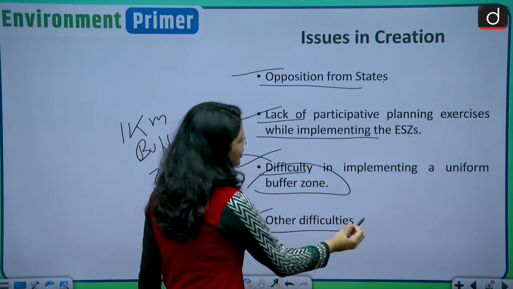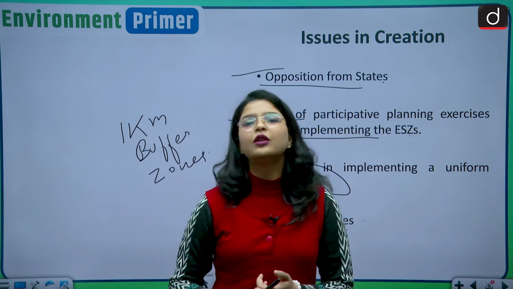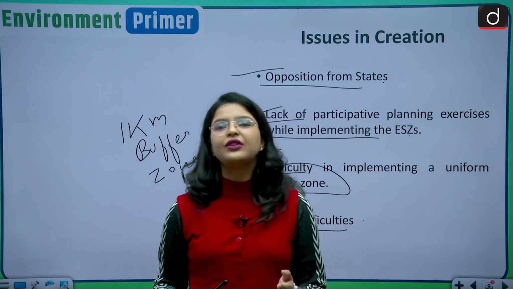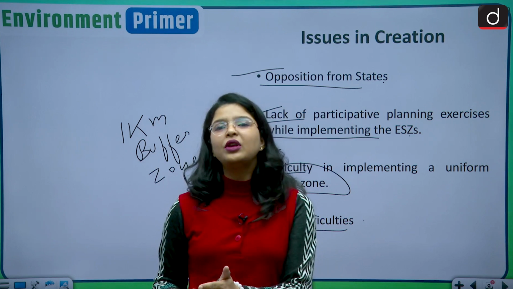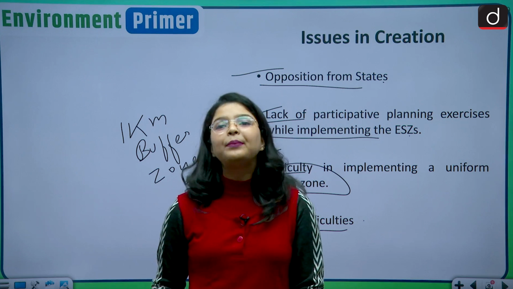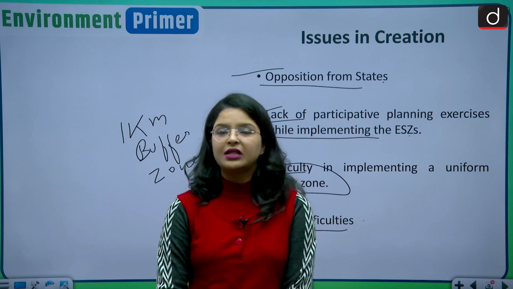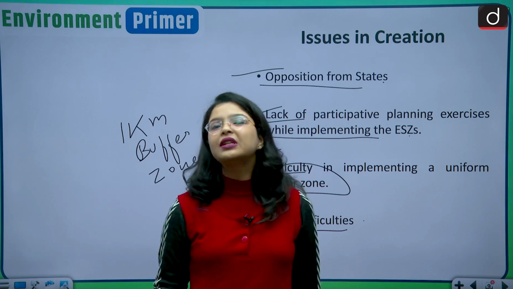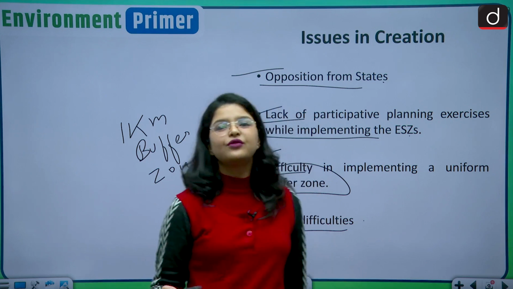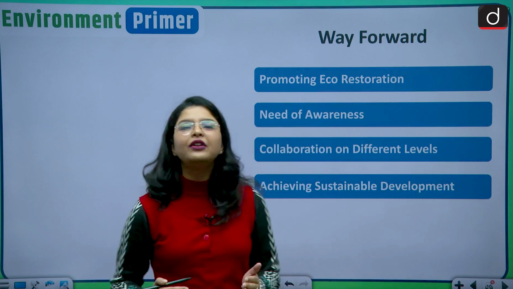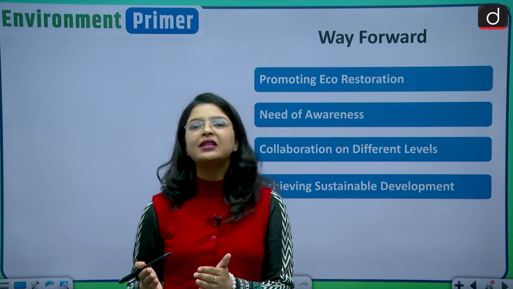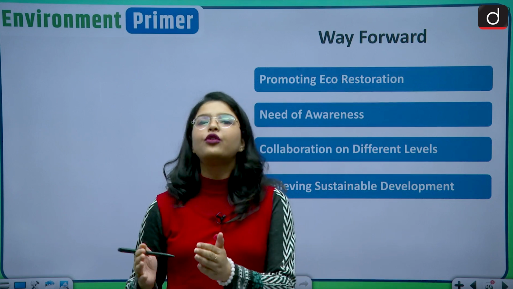Then there are other difficulties as well, as I have explained, that the locals are also protesting because they feel that if certain activities are prevented or regulated, definitely it is going to hamper their livelihood which comes through forests. So these are the issues in creation of these eco-sensitive zones. Now let us analyze some of the way forward in this regard. What can we do to successfully implement these eco-sensitive zones or eco-fragile zones?